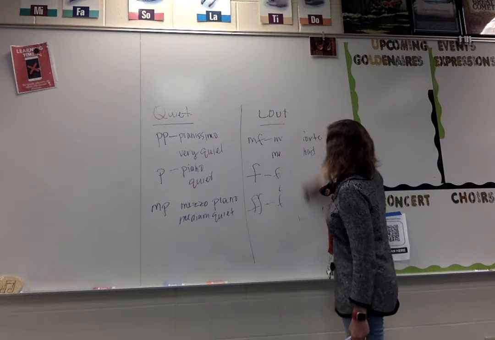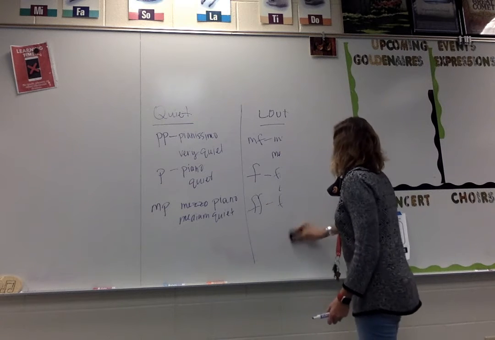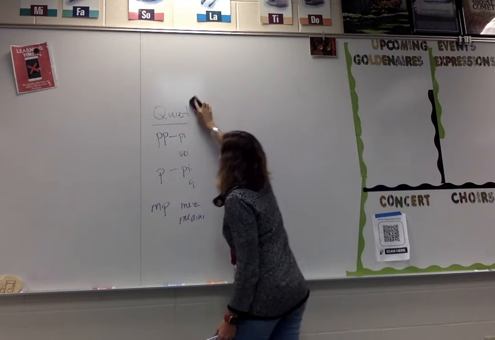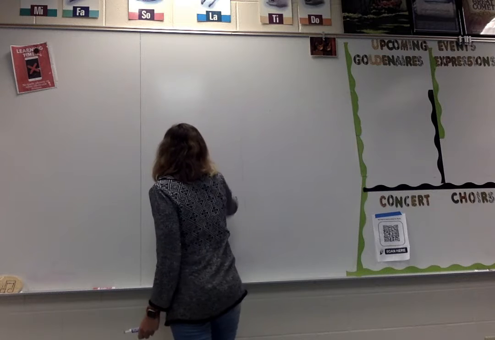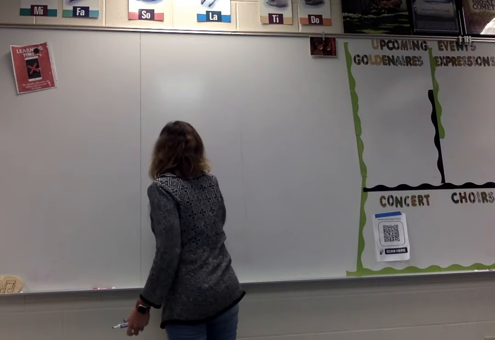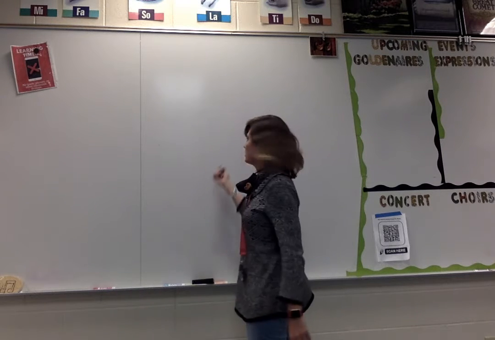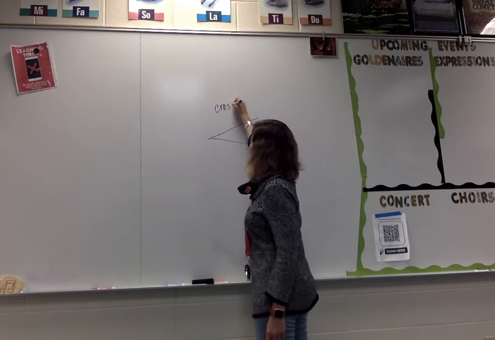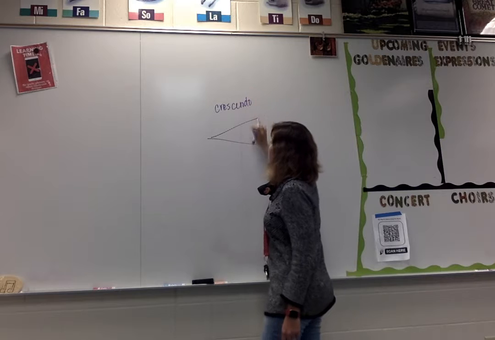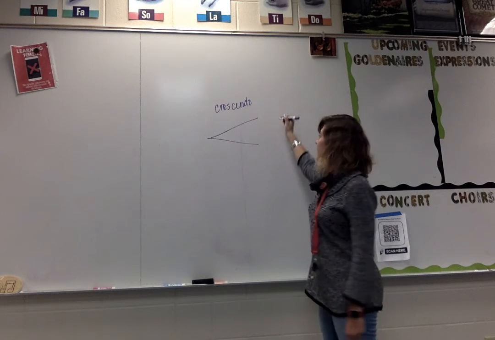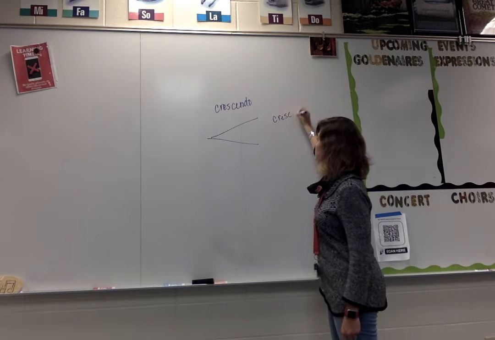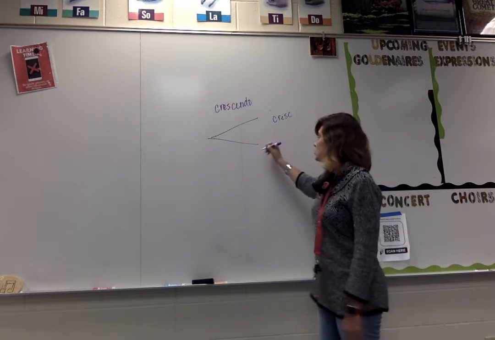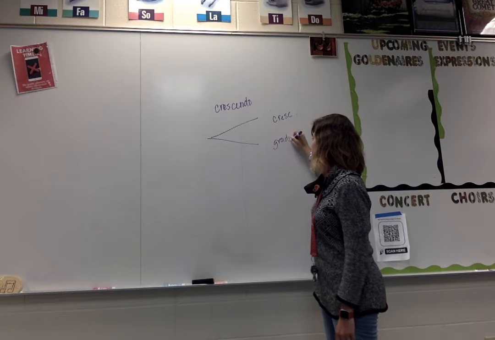All right, good. We have a couple other dynamic markings that I want to talk about with you guys. And I'm sure that most of us, if not all of us, know these already, but it's good to talk about them. Make sure. We have one that looks like this, and that is our crescendo. Now, it might be written like this in your music. It might just be written as this, cresc., with a period, just as an abbreviation. And this means gradually get louder.